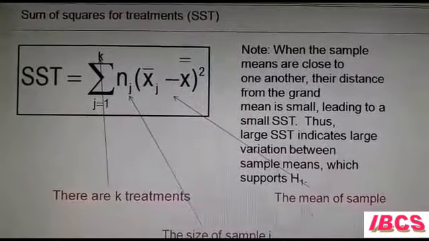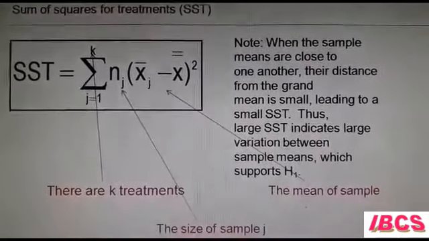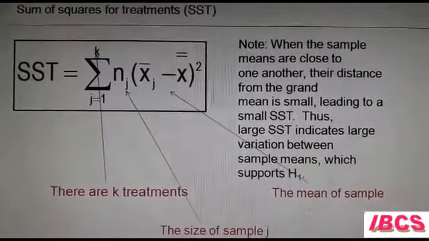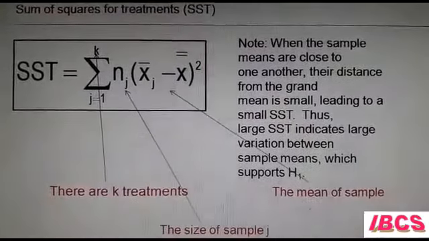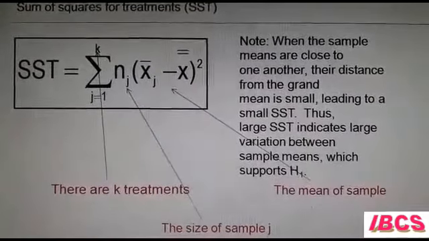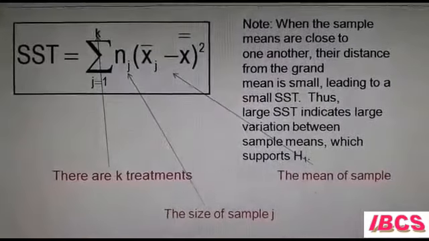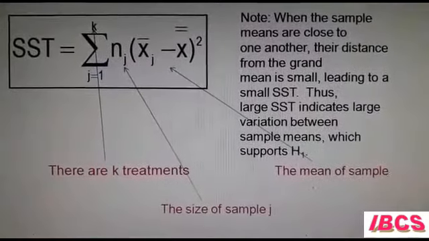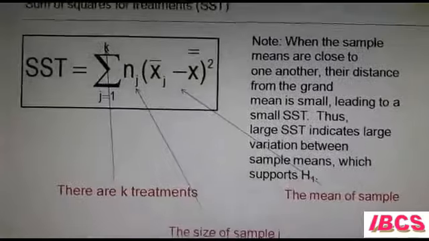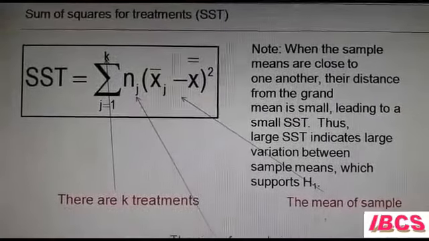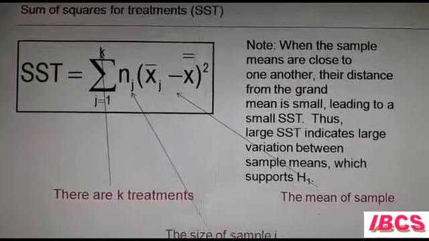When the sample means are close to one another, the distance from the grand mean is small, leading to a small SST. Thus, a large SST indicates large variation between the sample means. Here there are K treatments, the size of each sample, and the mean of each sample. And this is the sum of squares for treatments.